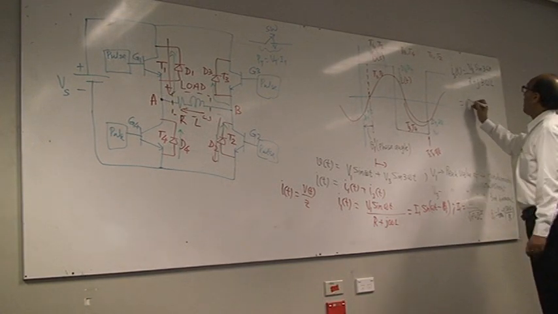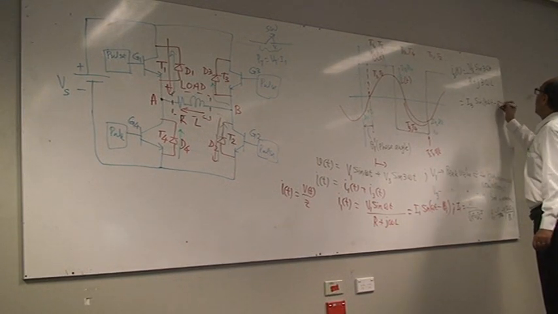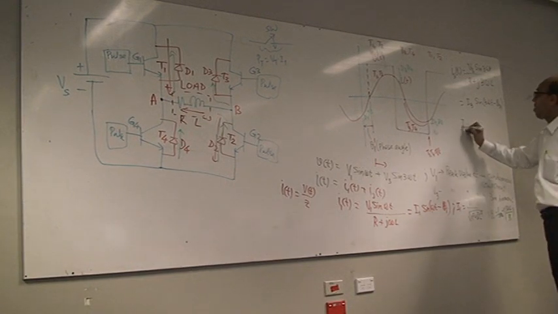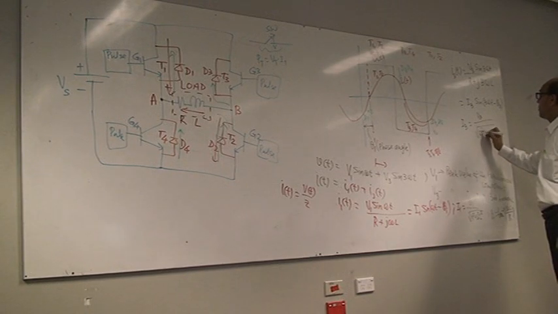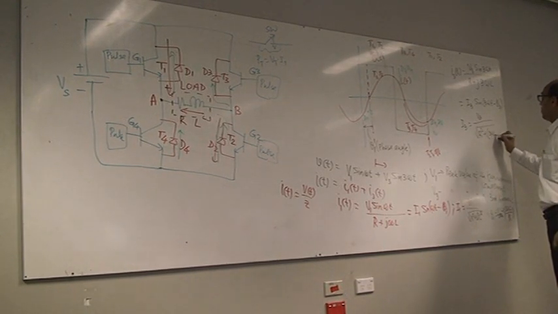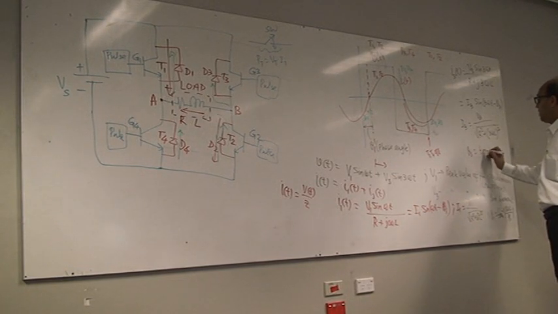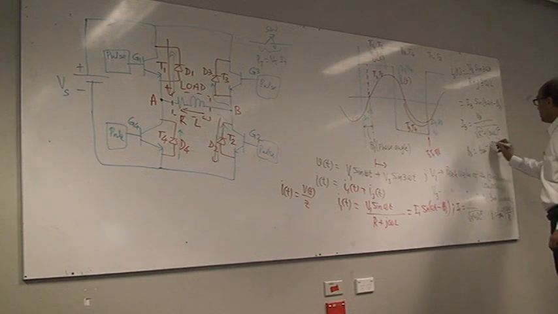So then it will be I3 sine 3 omega t minus theta 3. So I3 will be V3 by the square root of R square plus 3 omega L whole square, and theta 3 will be tan inverse 3 omega L by R.